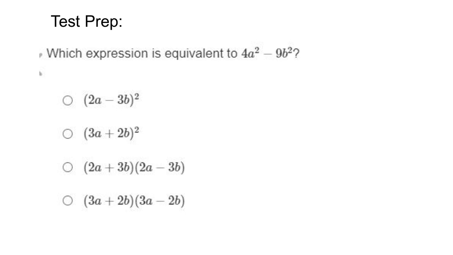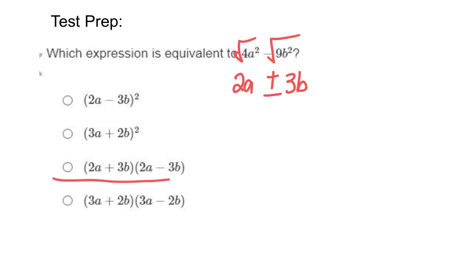Remember, the root of 4a squared is 2a. The root of 9b squared is 3b, because we're just doing square roots there, y'all. And so we're looking for one that shows 2a plus 3b and 2a minus 3b. And that would be answer choice C down here.